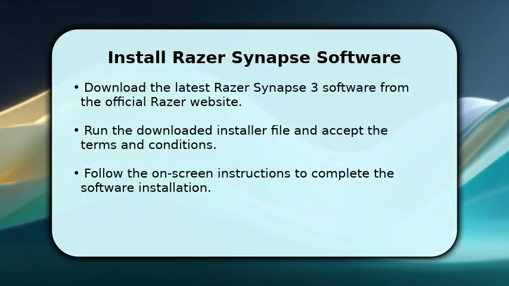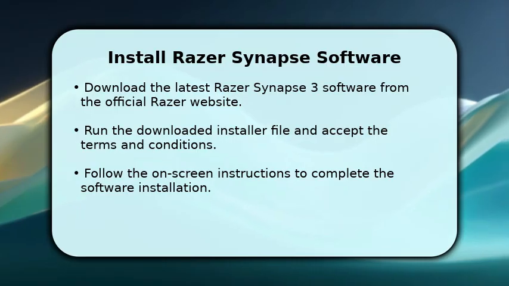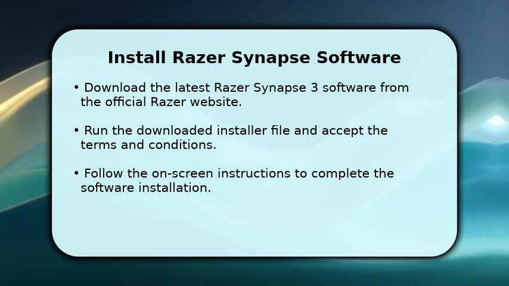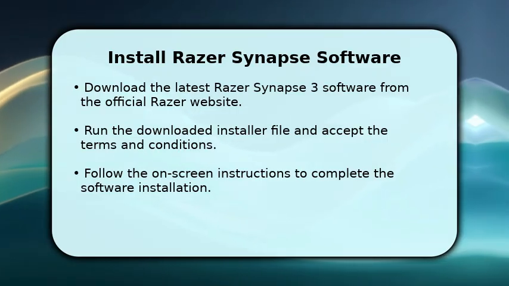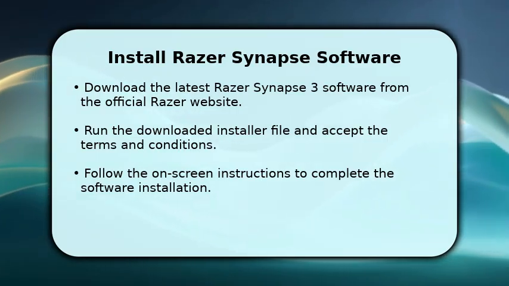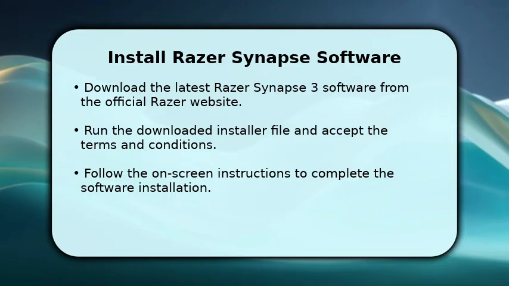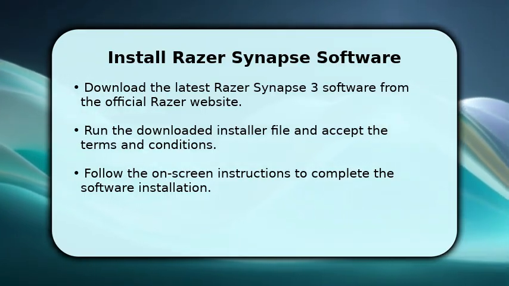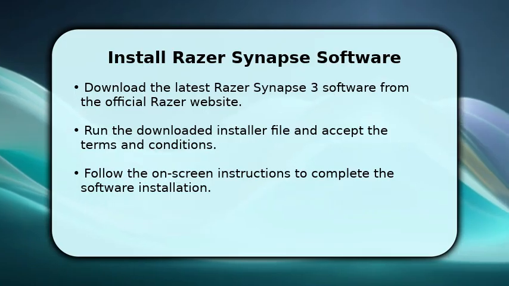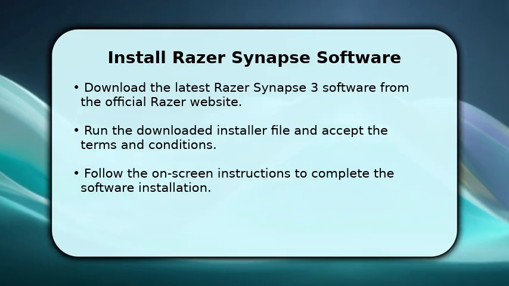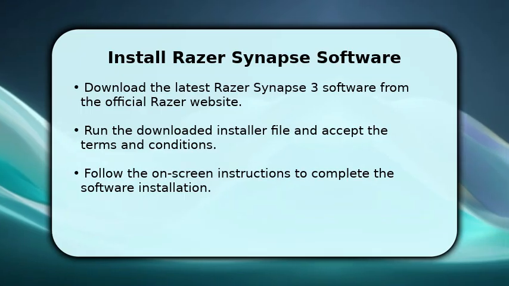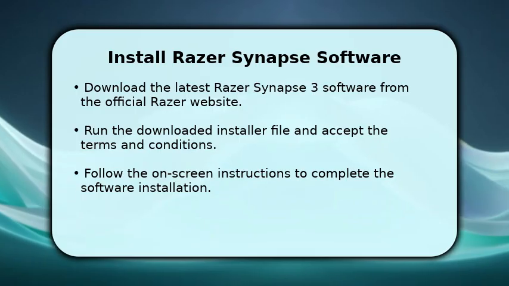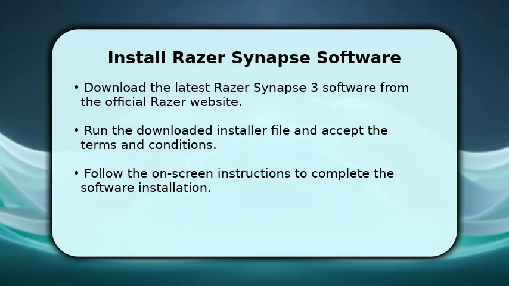After physically connecting your headset, the next crucial step is to install the Razer Synapse 3 software. This application unlocks all the advanced features of your Kraken Kitty V2. Navigate to the official Razer website and download the latest version of Synapse 3. Once downloaded, run the installer, accept the terms, and follow the straightforward on-screen prompts. It's a quick process, and you might be asked to restart your computer afterward, which is a good idea to ensure everything is properly integrated.